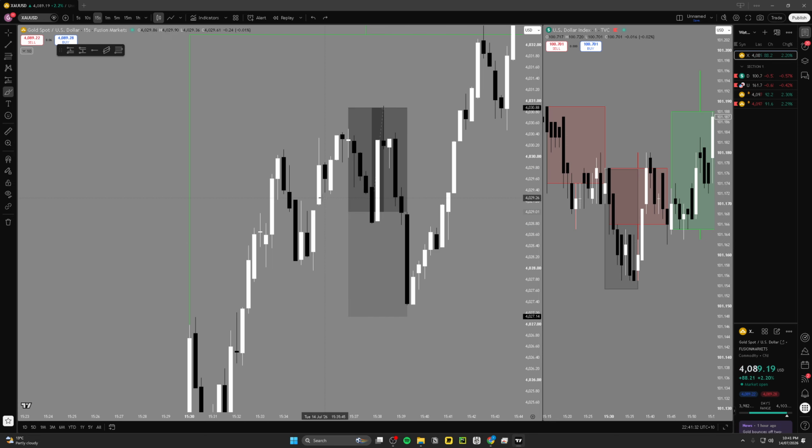And then this is where we actually had a structure shift. Up here, and then down. And then take out this high right here. And then we come down and take out this low. So I would have ideally entered someplace like here. Stop loss above here. What's 50% of that? Boom. Target that. That's what I would have traded, and it would have ended up losing.